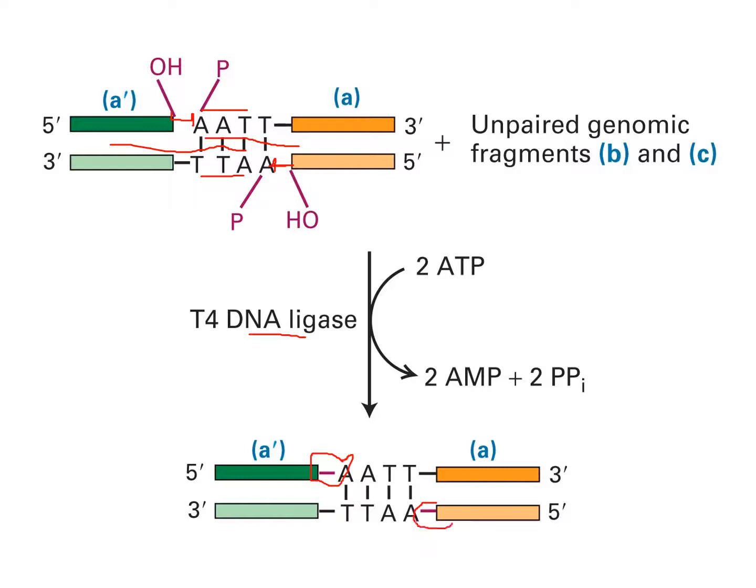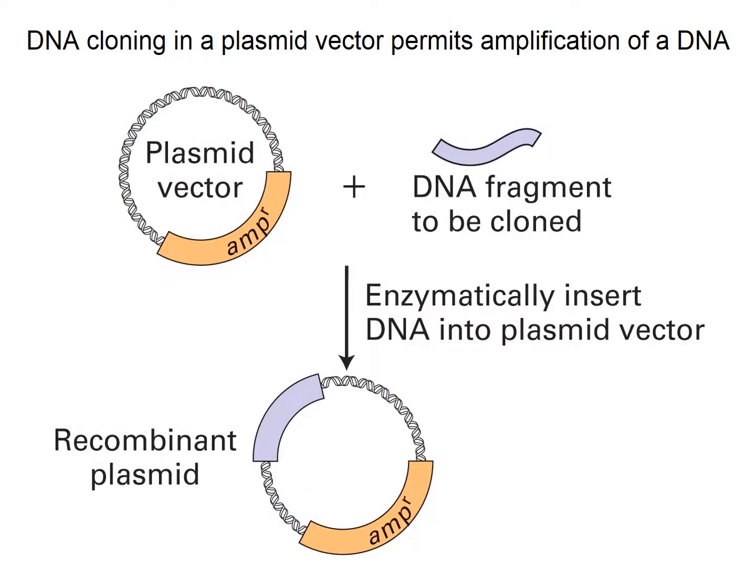Once it stitches up the ends, the entire plasmid becomes a complete circular DNA genome inside the bacterium. So the incorporation of the DNA fragment to be cloned is completed with restriction enzymes and DNA ligase coming into the picture.